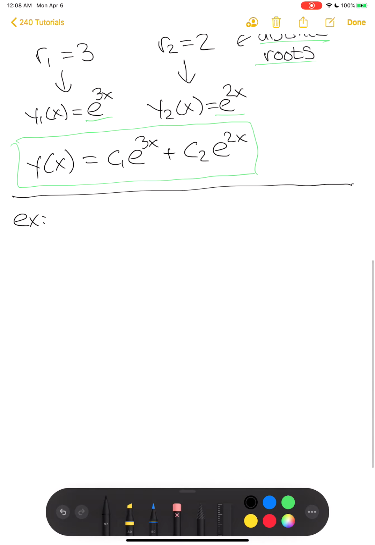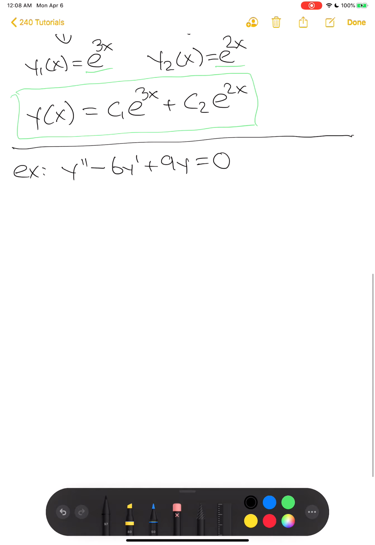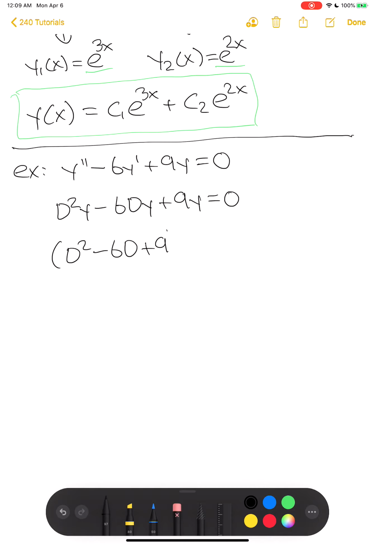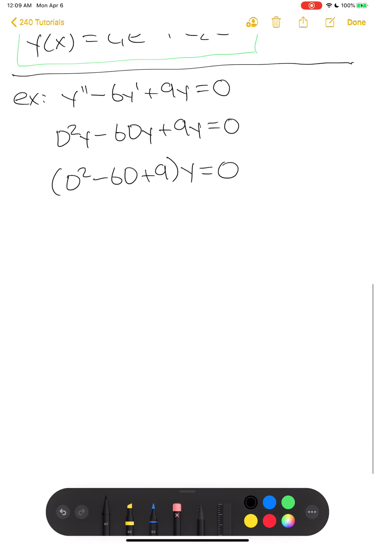So let's take now y double prime minus 6y prime plus 9y gives me 0. So converting it to my polynomial differential operator, this becomes d squared y minus 6dy plus 9y gives me 0. So d squared minus 6d plus 9 applied to y gives me 0. So there's my polynomial differential operator. My auxiliary polynomial pops out of that, exactly like this. Boom.